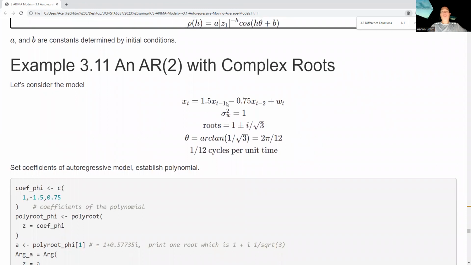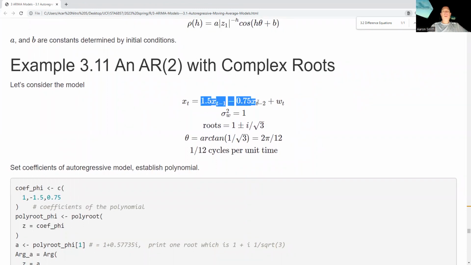All right, so let's go ahead and take a look at an example. Let's say I've got this autoregressive 2 process. We've got variance of 1. If I look at the associated polynomial, I see that my roots are 1 plus or minus i over square root 3. Now I'm leaving it in the bad notation in college algebra just to make it a little bit easier, makes the arctangent a little bit easier to compute, in my opinion.